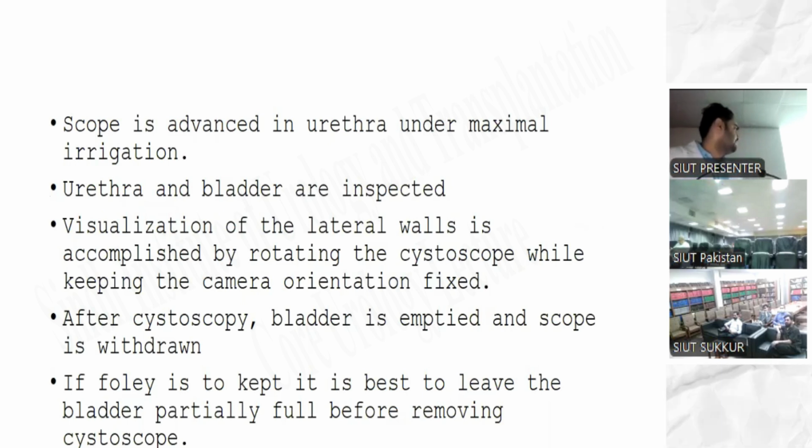Now, whenever we are using the 30-degree lens, the visualization of the lateral walls should be accomplished, whenever we are turning to the left side or to the right side, by keeping the camera orientation fixed and rotating the cystoscope. And once we have completed the procedure and the scope is withdrawn, it is prudent to leave the bladder partially full because of placing a Foley's catheter.